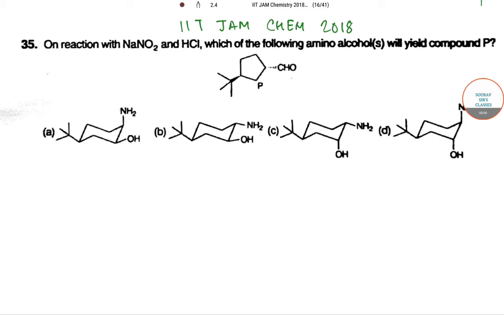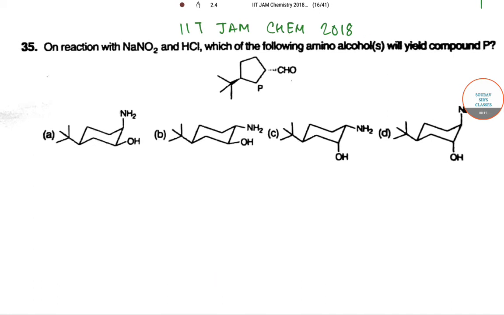We have question number 35 in hand. This is a multiple select question, so any one or more of the options can be correct. Starting with the question: on reaction with NaNO2 and HCl, which of the following amino alcohol or alcohols will yield compound P? This is the compound P, and we have to say which of these four options will yield the P compound upon reaction with NaNO2 and HCl.